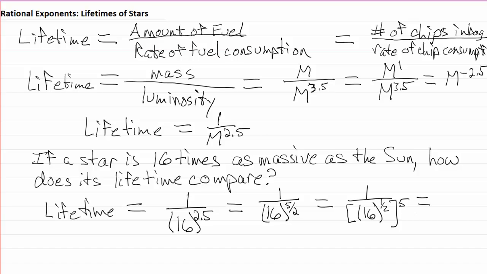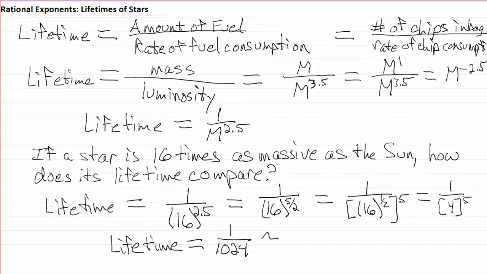16 to the 1/2, that's the square root of 16. That's just 4. So I'd have 1/4 to the 5th. I'd end up with a lifetime of about 1/1024th that of the sun. We're not going for that much precision here, so I would just round that. These squiggly equal signs mean about equal to. I just call it about 1/1000.